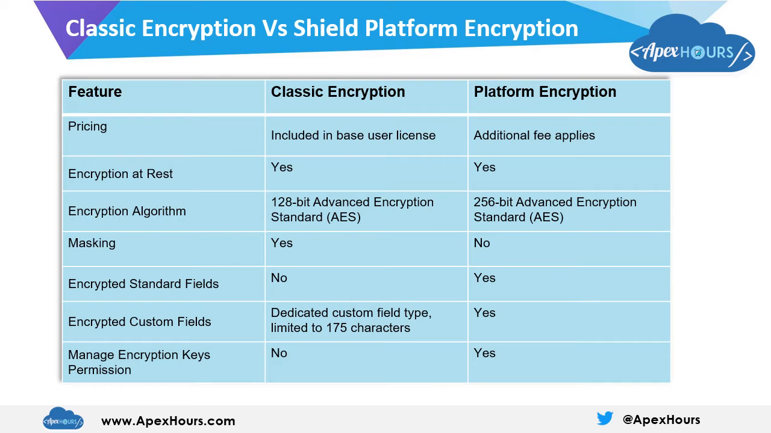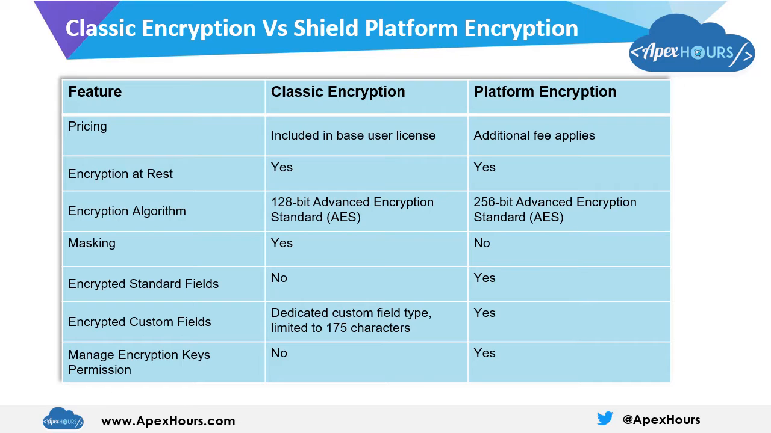Masking is available only for classic encryption. When I say masking, that means that if you have something like a social security number, you can mask the numbers at the end. You would have seen this for credit cards when you do a payment: the first digits will be masked and only the last 3 or 4 digits will be displayed. So that is what masking is. It is available only for classic, not for platform.